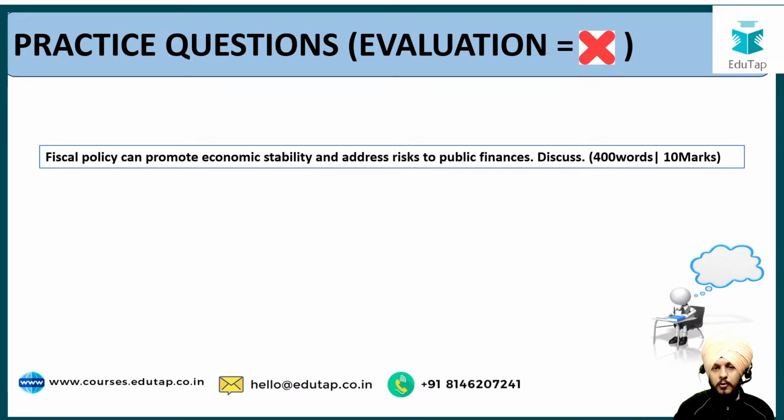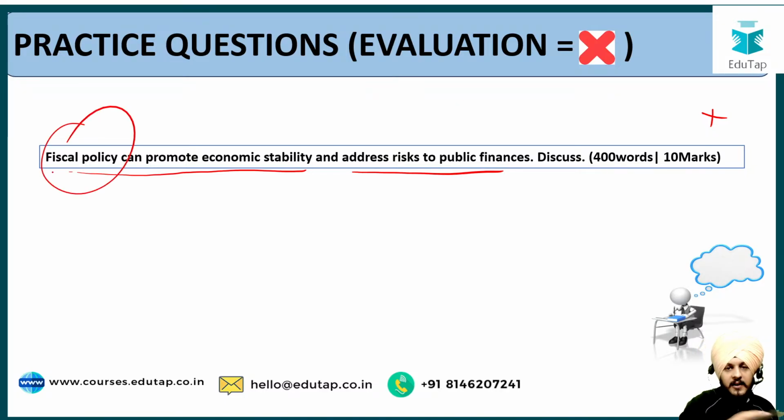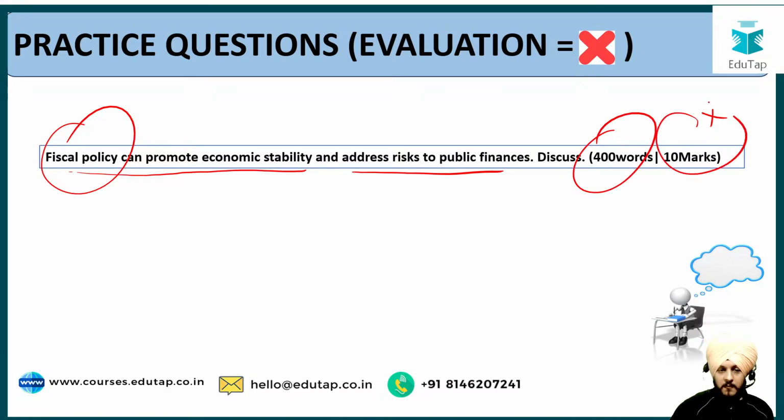Now this is another question. This is just a homework question. Do not post the answer in the comment box, because for this answer the evaluation will not be available. This is just for your practice. So what the question is: fiscal policy can promote economic stability and address risk to public finances. Fine, so you will talk about the significance with respect to that. Within 400 words, it is a 10 marker question. Fine, so I hope it is clear to all of you.